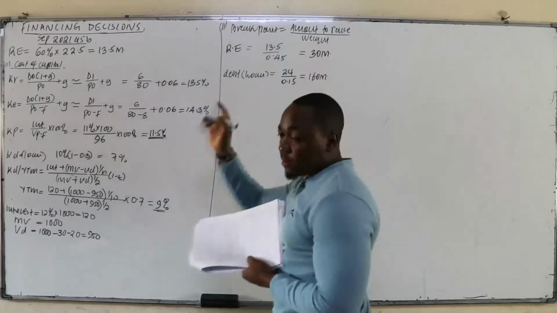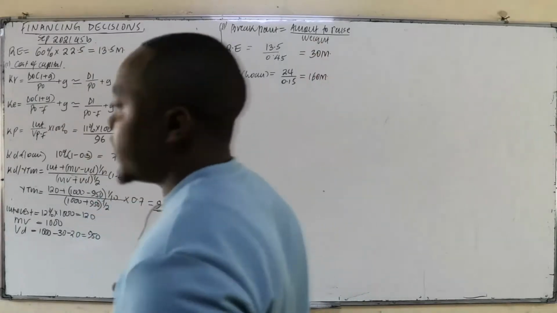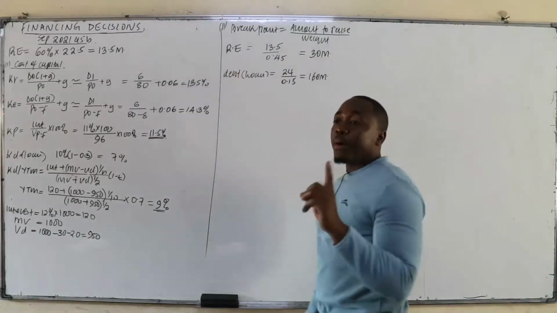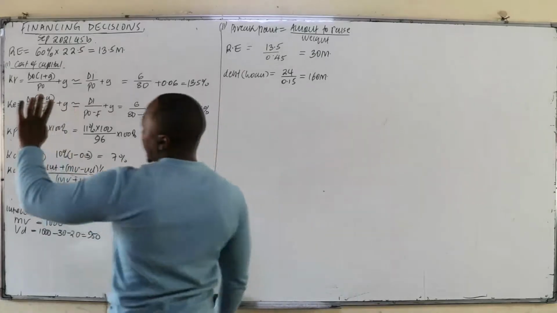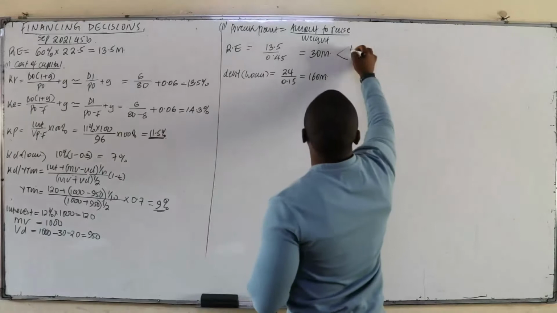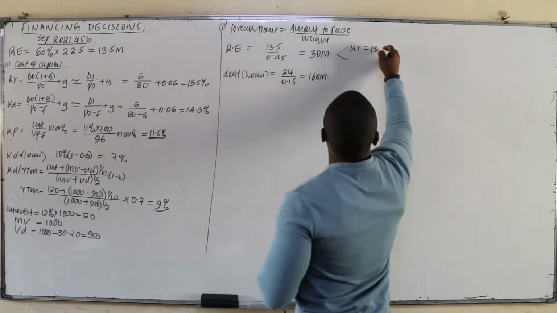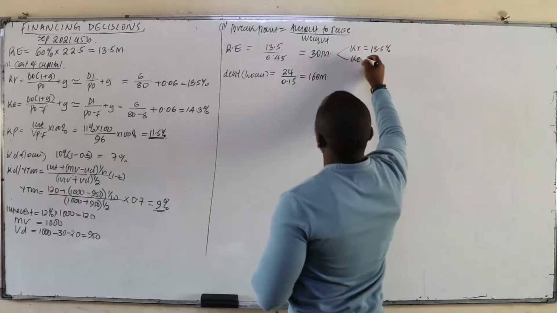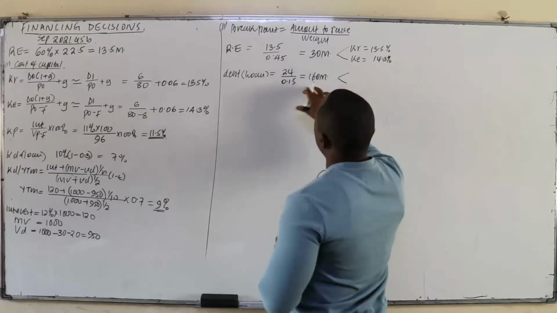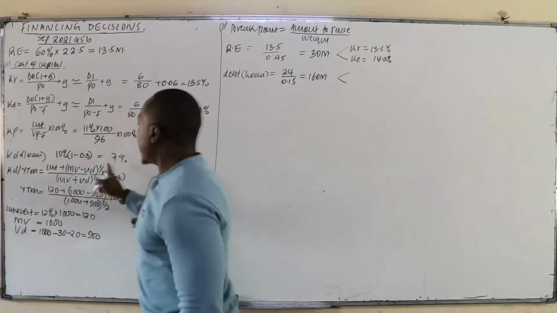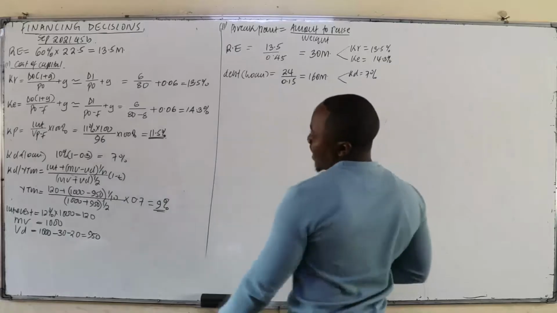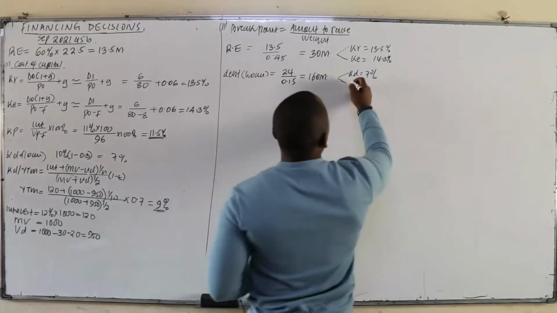Now, listen up here. I want to interpret what it means. Retained earnings is part of equity, and for the equity, we say that it is classified into two. We have the cost of retained earnings, which is 13.5, and the cost of ordinary share, which is 14.3%. Also for the debt, we have two. We have the loan, which is 7%, and then we have the yield to maturity for the bond, which is 9%.